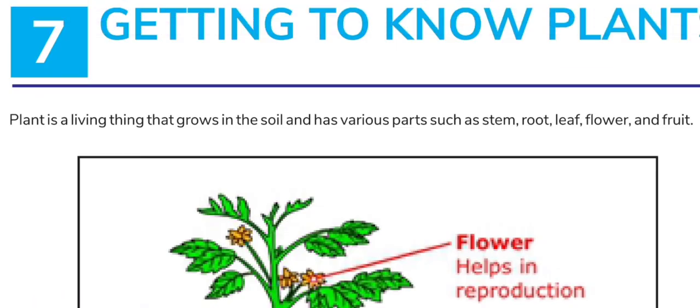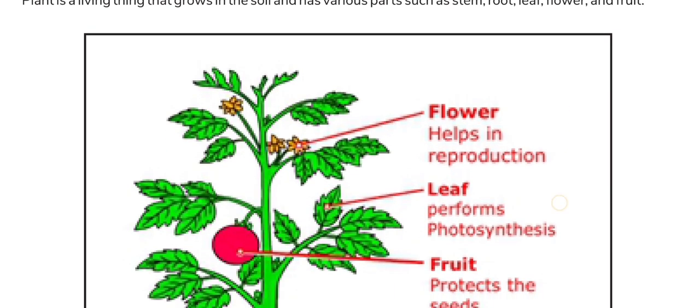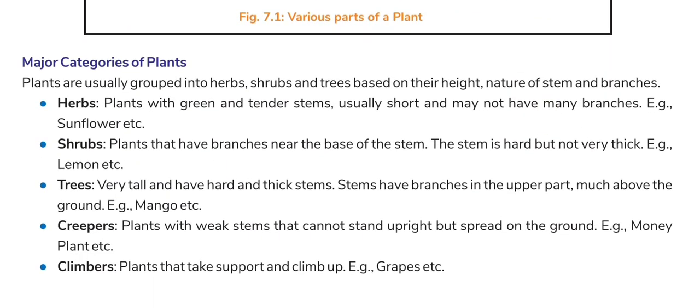Plant is a living thing that grows in the soil and has various parts such as stem, root, leaf, flower, and fruit. Major categories of plants. Plants are usually grouped into herbs, shrubs, and trees based on their height, nature of stem and branches. Herbs. Plants with green and tender stems, usually short and may not have many branches, e.g., sunflower, etc.